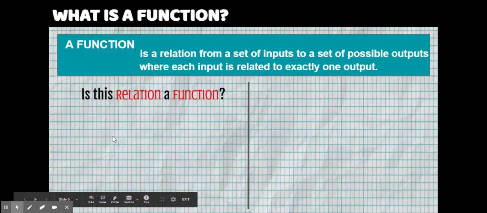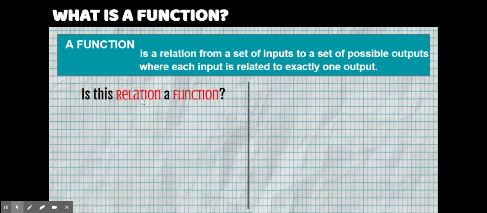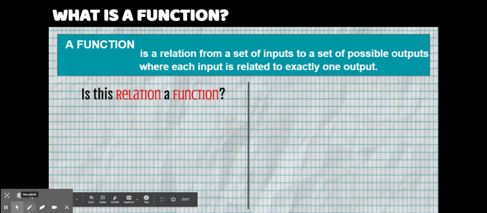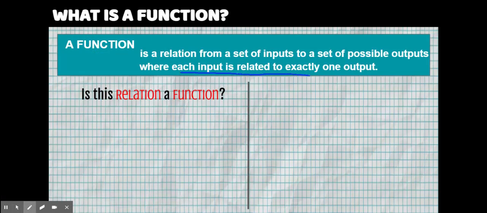So I have an example for you here. Is this relation actually a function? So if it is a set of ordered pairs, it's automatically a relation. But does it meet this definition of a function, which says each input value is related to exactly one? Now that's a specialty. So let's look.